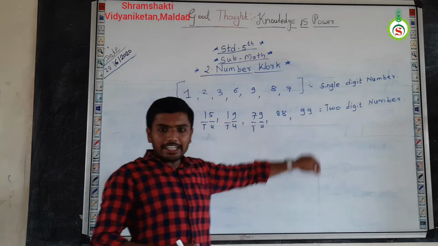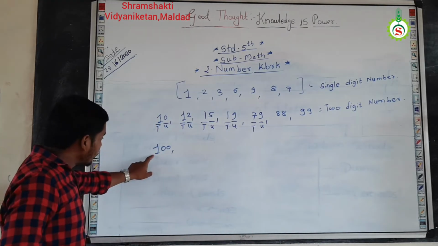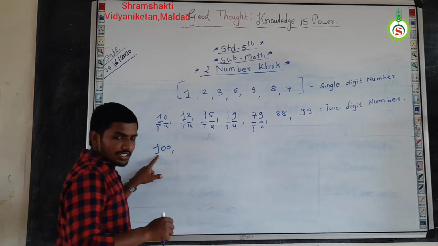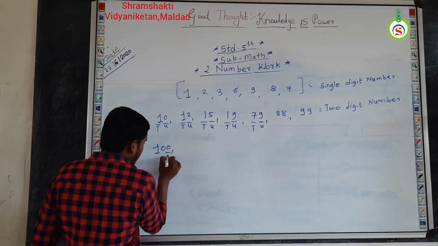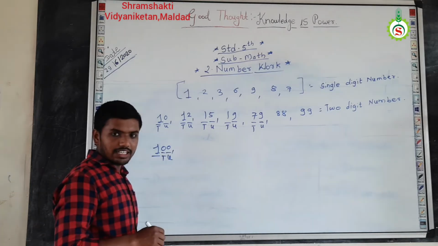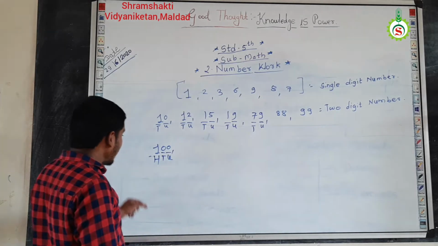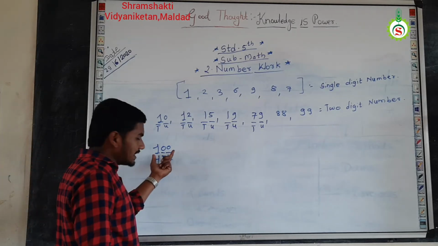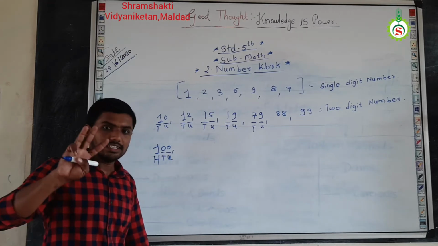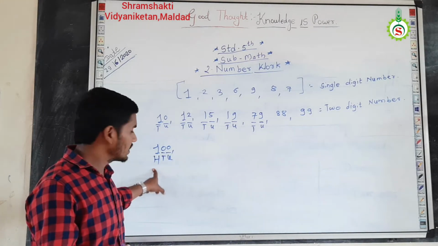Now, after 99, which number will come? 100. How many digits does 100 contain? 3 digits: 1, 2, 3. The first digit is called unit, the second is tens, and after the tens there will be the hundreds. So if a number has 3 digits, that means unit, tens and hundreds, then that number is called a 3-digit number. We have seen how to read and write such numbers.